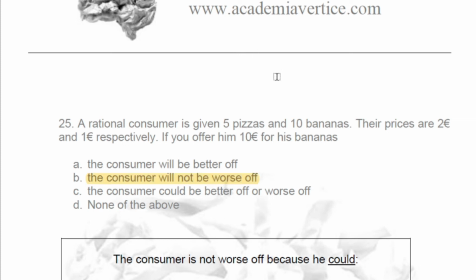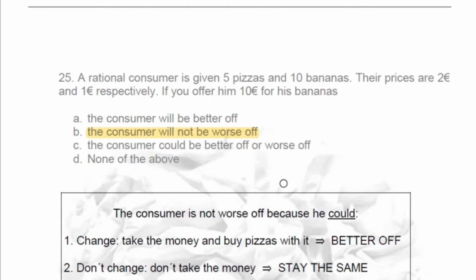As I told you many times when we see each other, this is a very important tool. I think we should construct this kind of thinking in our head. I think this is one of the most important things in micro. So here I wrote those situations that I explained to you. If I decide to change, it's because I'm better off. But if I don't decide to change, it's because I stay the same. So B is the correct answer.